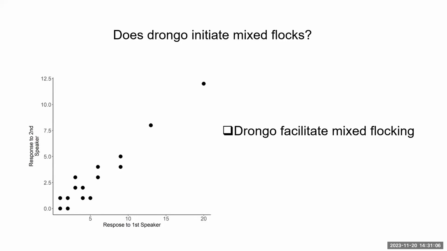Did the drongo influence mixed flock behavior? The x-axis shows responses to the first speaker. The y-axis shows responses to the second speaker. So there's this general very strong correlation. Species that went to speaker A also went to speaker B, indicating potential flocking in the system. So there were mixed flocks that were initiated by the drongo.